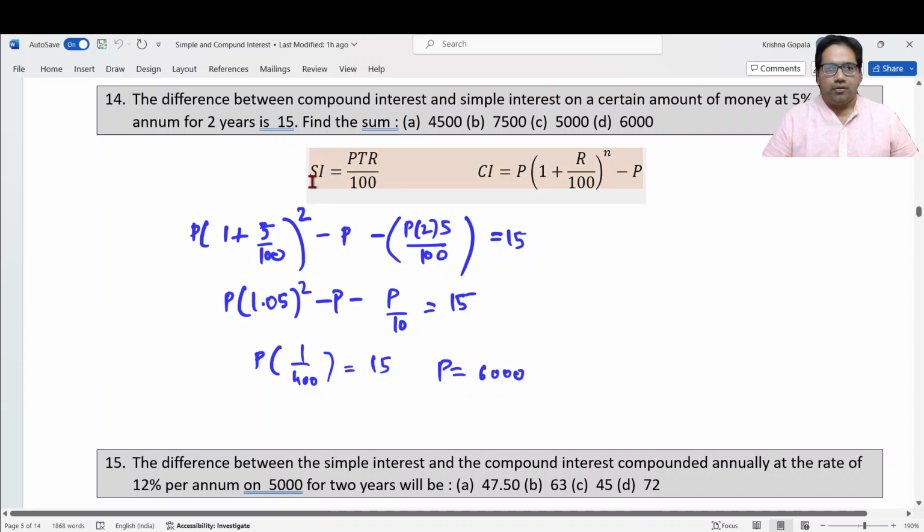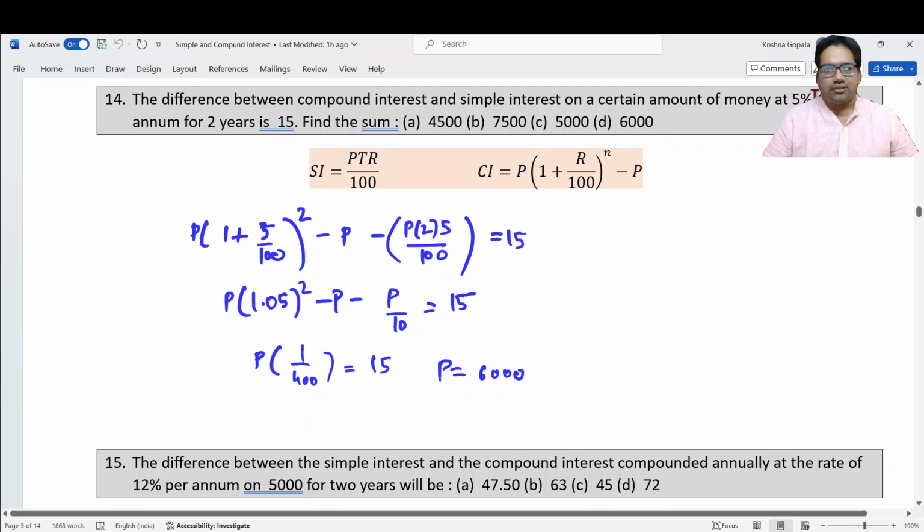Find the sum. We know simple interest is PTR by 100. Please note this. This is interest. Compound interest is P into (1 plus R by 100) whole power n, where n is the time period. Here we are taking it as P. This N and T are the same, minus P, because P into (1 plus R by 100) whole power n is the final amount.